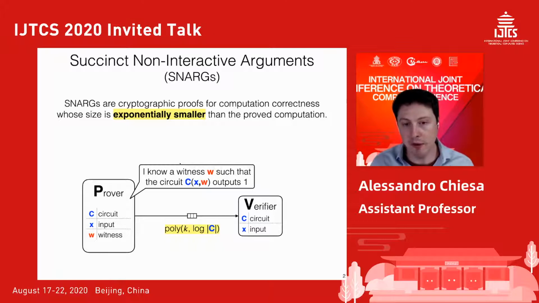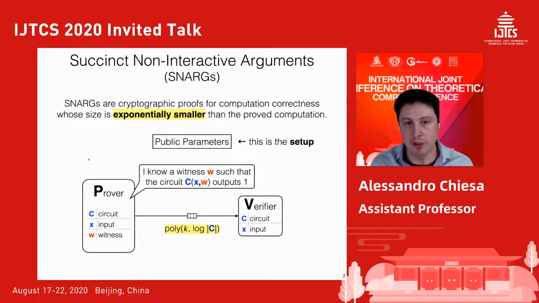And the key efficiency property of SNARG is that the proof used to convince the verifier is much, much smaller than the circuit and the witness. It is polynomial in the logarithm of the size of the circuit and some security parameter. All right, so this is what is a SNARG.